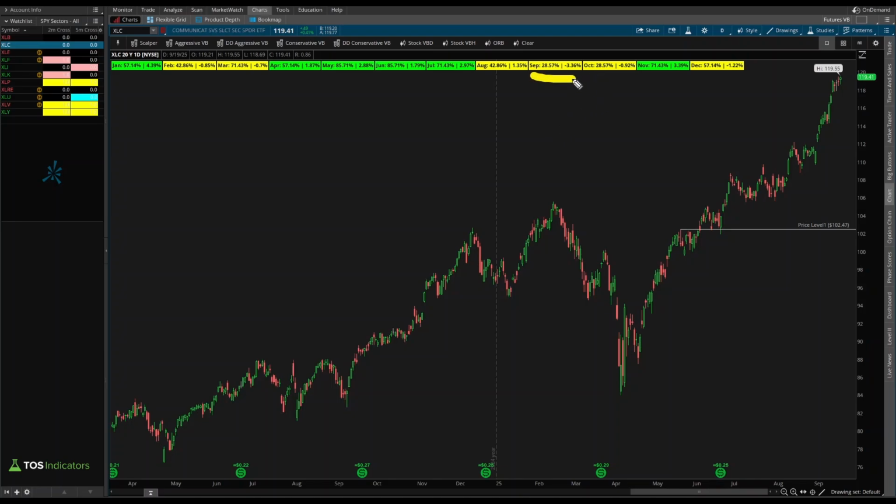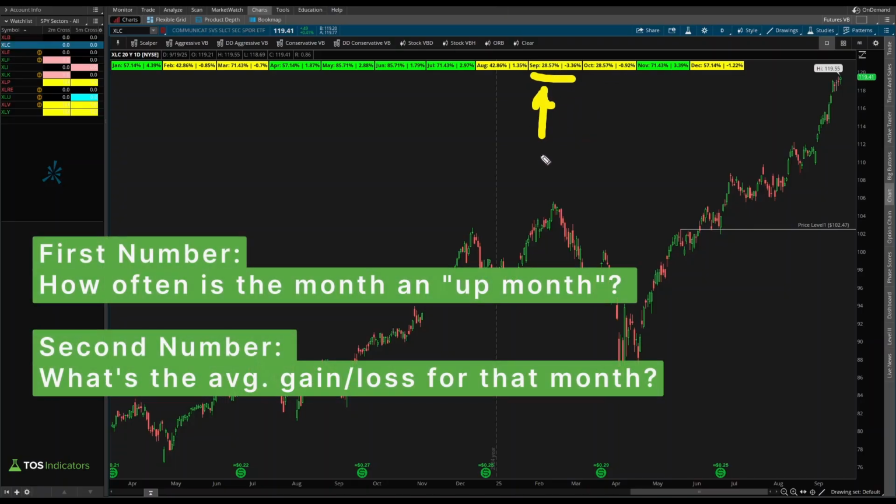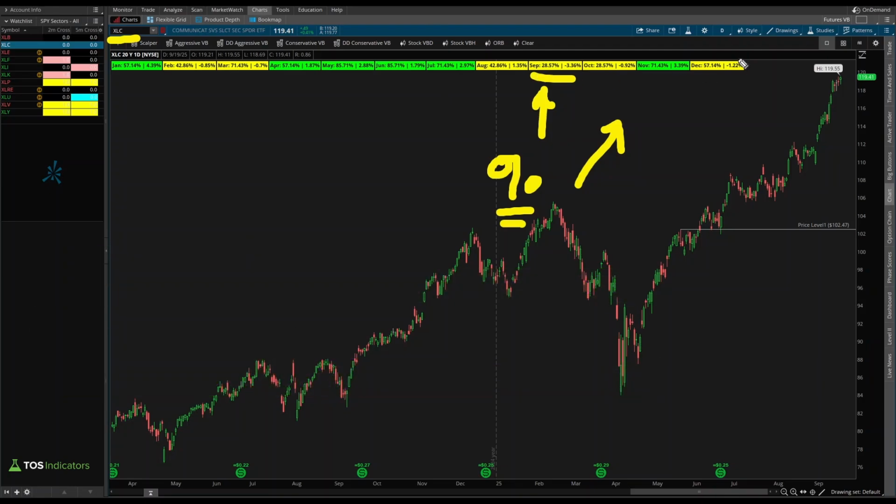So for example, if September has a yellow label, that tells us September is a relatively weak month for this particular sector. The first number in these two sets of numbers tells you how often, the percentage, it tends to close above where it opened at the beginning of the month, that particular symbol. So how often does this stock tend to close up, meaning make an upward move? So 28.57% means XLC in the month of September, looking back almost 20 years, closes above where it opened at the beginning of the month only about 28.5% of the time. So more often than not, September is a down month.